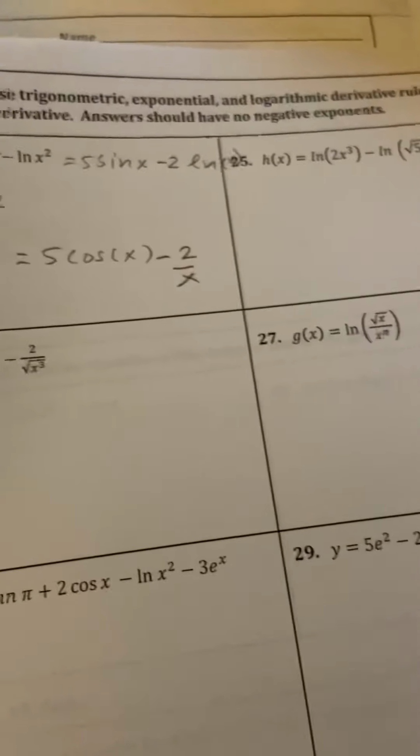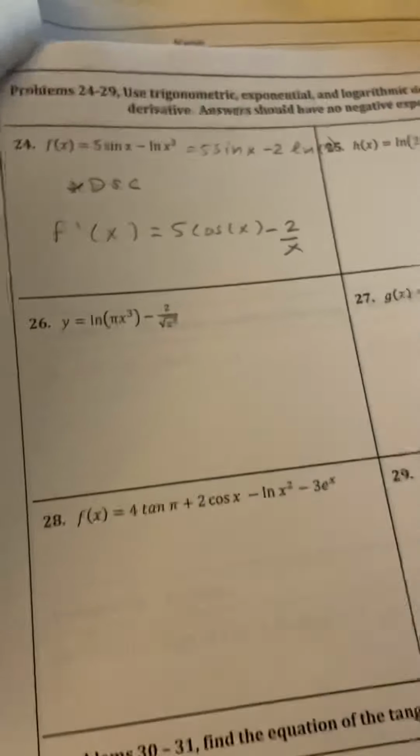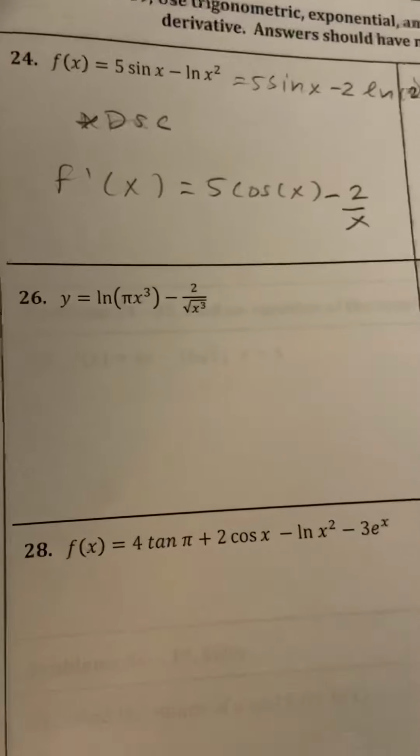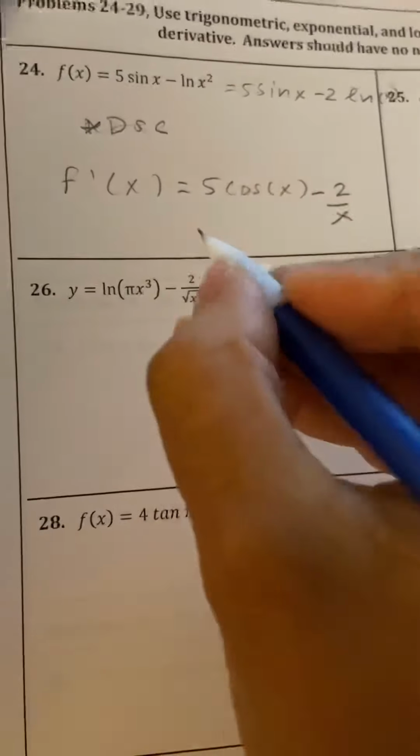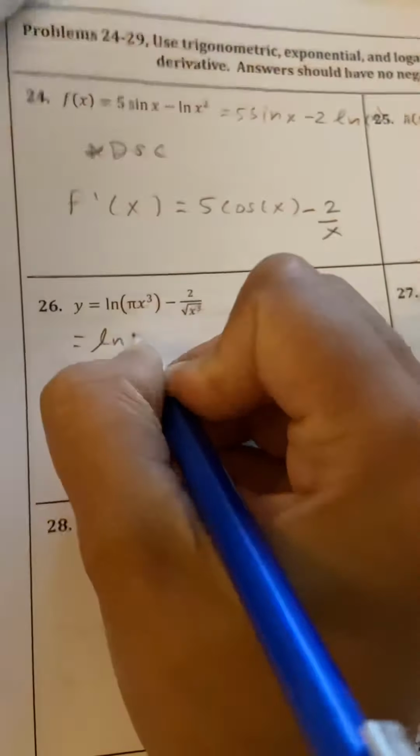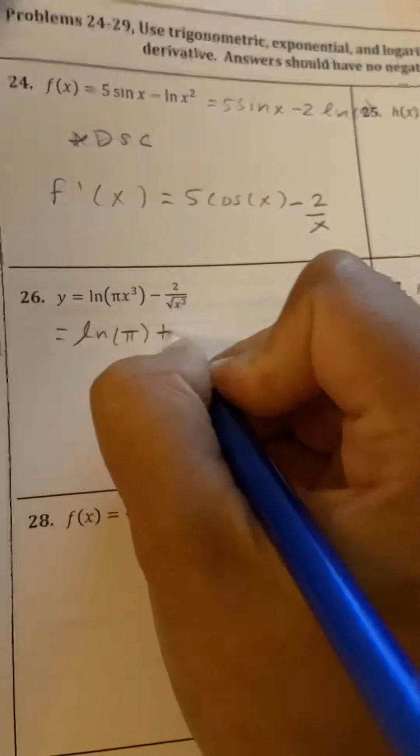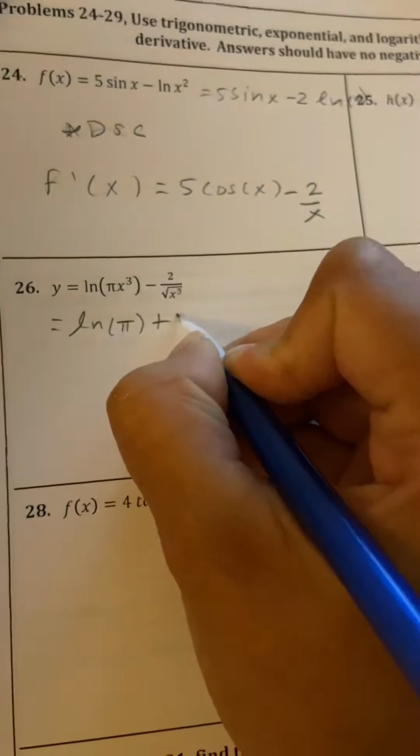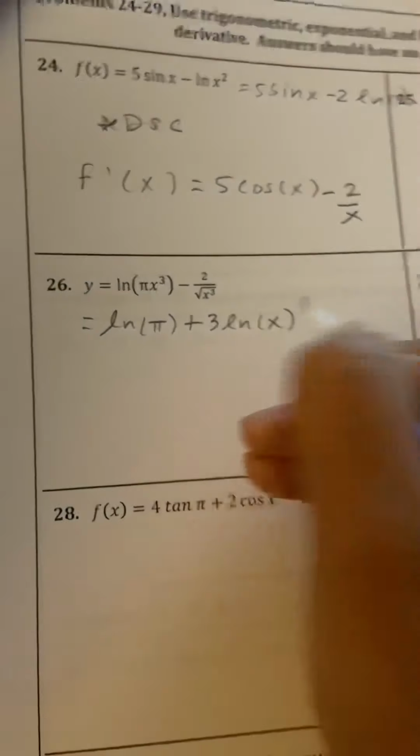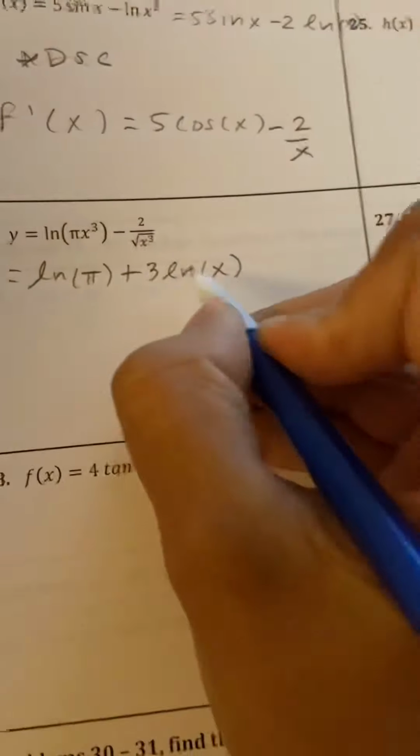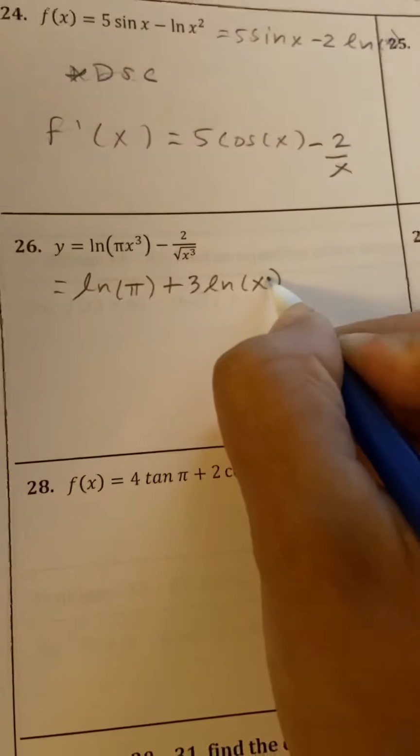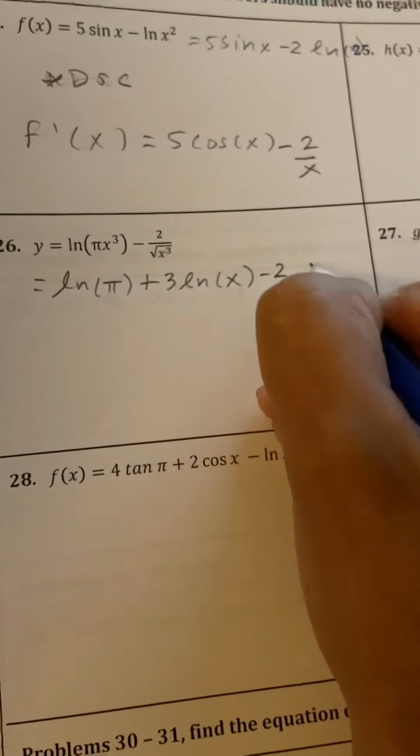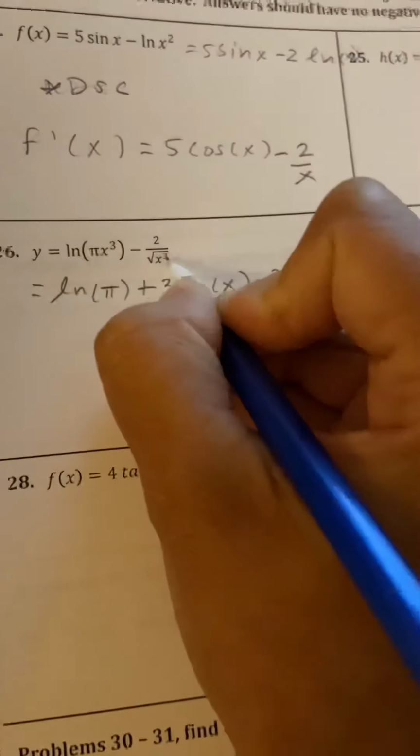That's it for that. I'm just going to help you rewrite some of these here. Like number 26, I would have ln of pi plus, because you are multiplying pi and x cubed, right? And then I would have 3 ln of x. I just went ahead and moved the 3 here. That would have been here because it's an exponent. I just moved it to the front. Minus 2 x to the power of negative 3 over 2.